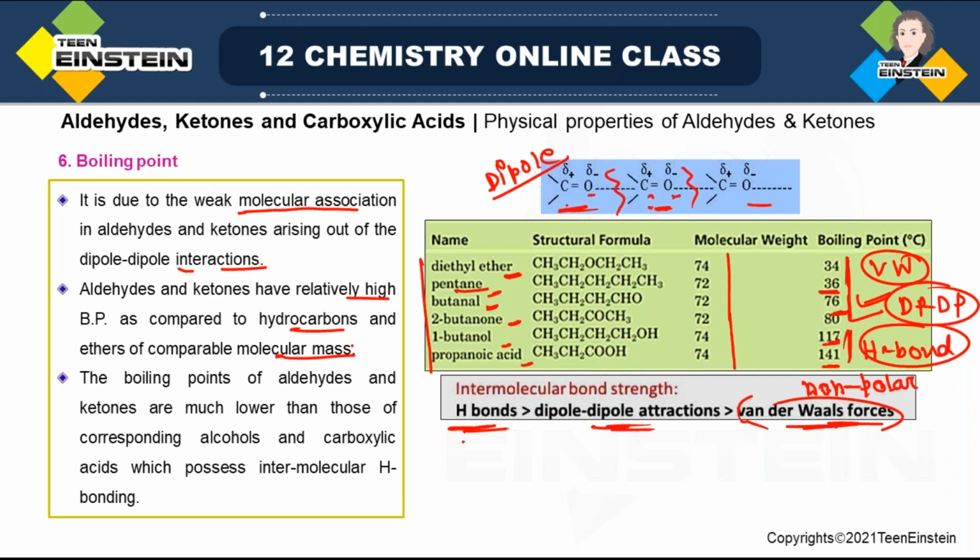Obviously, comparable molecular mass. Otherwise, if it is not the same, we cannot compare. The boiling points of aldehydes and ketones are much lower than alcohols and carboxylic acids, because in this case, you have to break hydrogen bonds, which is a more energy-requiring process. Okay. So in this way, you can compare the boiling points of ether, alkane, aldehyde, ketone, alcohol, and carboxylic acid.